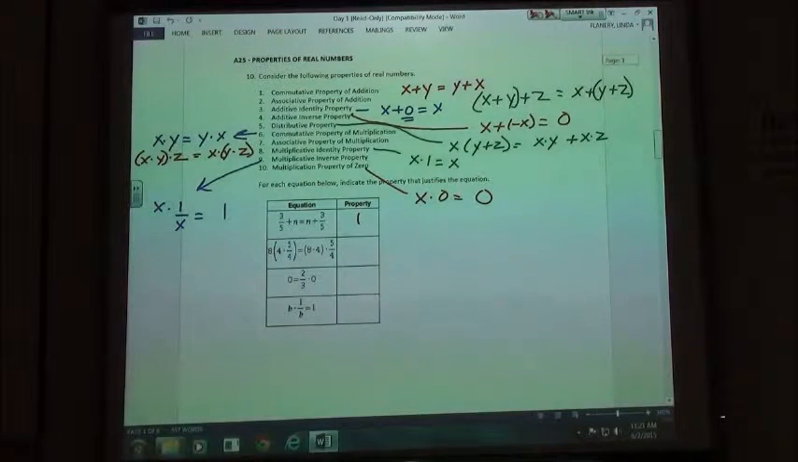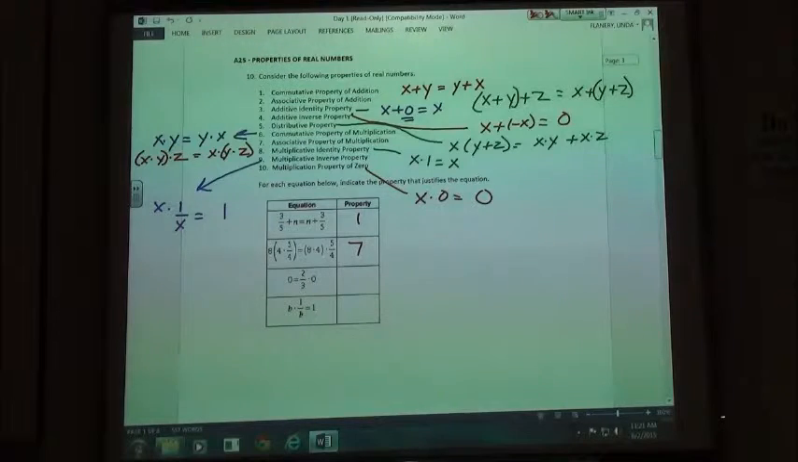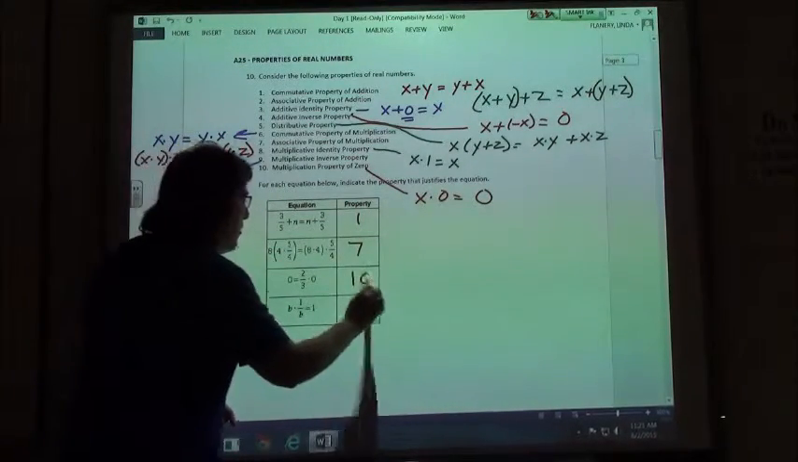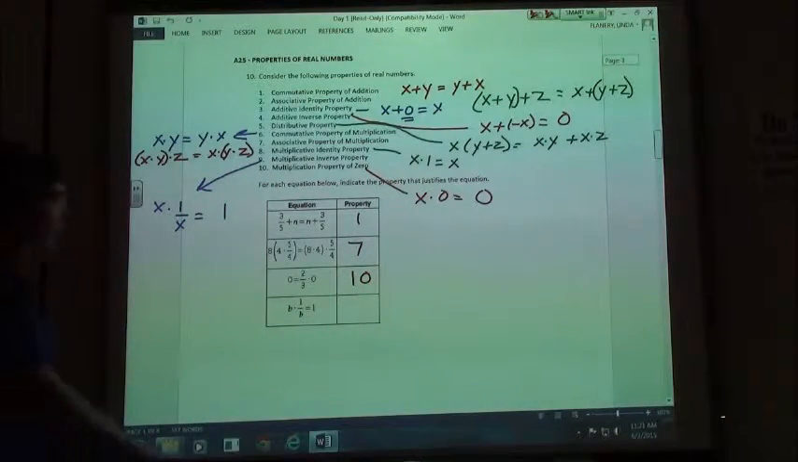The next one is a multiplying property, so that tells me it's 6 through 10. I have 8 times 4 times 5/4, and I changed it to 8 times 4 times 5/4. What property is that? Associative property of multiplication. So that's number 7. The next one, 0 equals 2/3 times 0. Multiplication property of 0. I took something times 0 and I still ended up with 0. And then I have b times 1 over b equals 1. Multiplicative inverse, so that would be number 9.